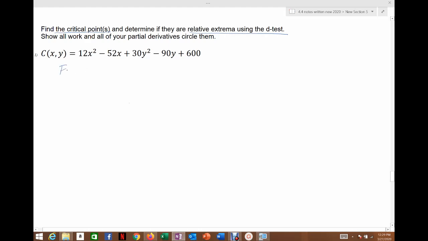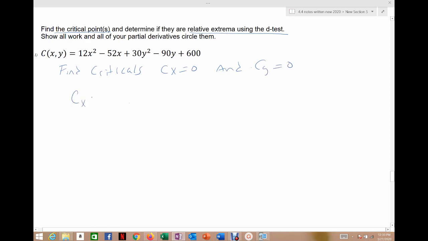Alright, so first, find your critical values. Remember the critical values are when the first order derivatives equal 0 at the same time. So find the first order derivatives and set them equal to 0. This is a simple case. There's only two x terms, so the first order derivative with respect to x is 24x minus 52. Set it equal to 0. Make sure you show that. That's a key step. My rule of thumb is just to do it right away so you don't forget. You don't want to lose those points.